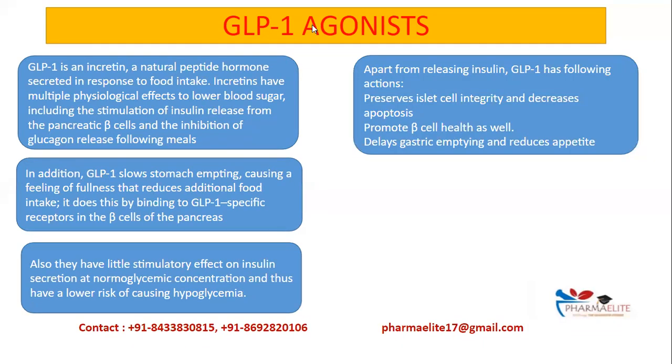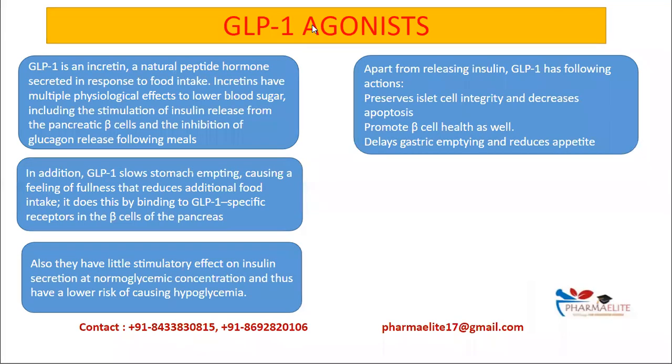Now, apart from releasing insulin, GLP-1 also has other actions. It preserves the islet cell integrity and also decreases apoptosis. Apoptosis is programmed cell death. So it preserves the integrity and decreases apoptosis, also promotes beta cell health, and it delays gastric emptying and reduces appetite. So these are the advantages.